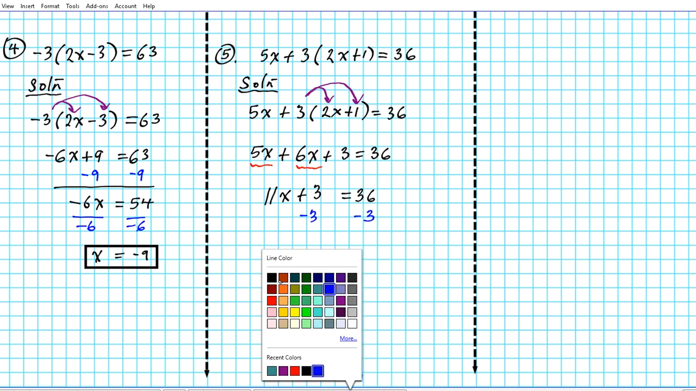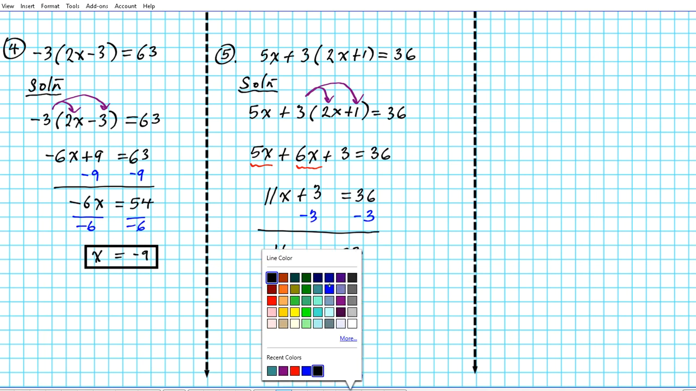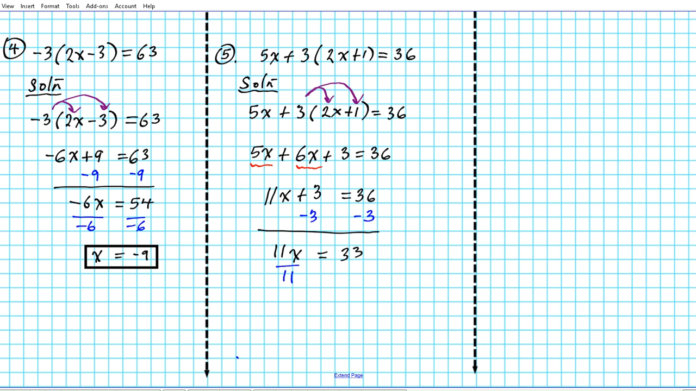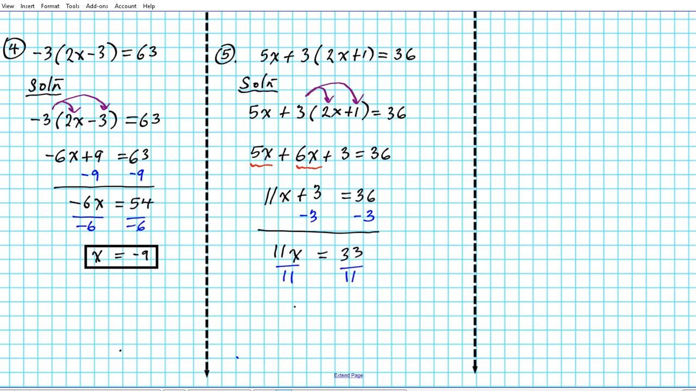Alright, let's go ahead and do it. So we have 11x equals 33, and then we're going to go ahead and divide both sides by 11. Okay, divide by 11, divide by 11, and then your final answer, x is equal to positive 3.